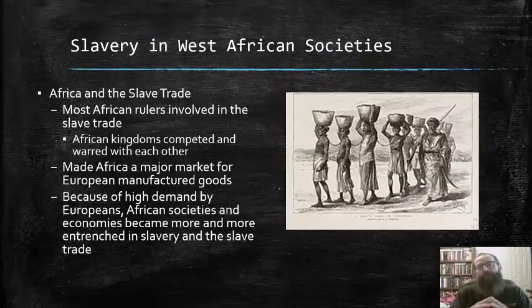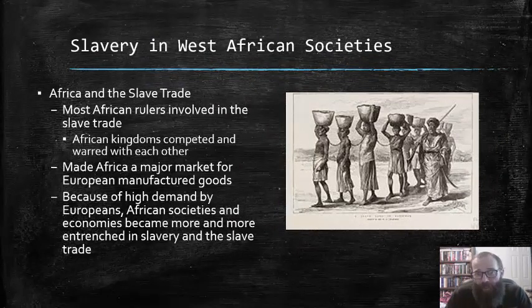To understand slavery and the slave trade in its totality, we must take a look at its function in the West African societies from which most of the enslaved peoples originated. Now, slavery in West Africa had a long history, but the European demand for slaves made the slave trade and the institution of slavery in West Africa even more important as a part of the West African economies.